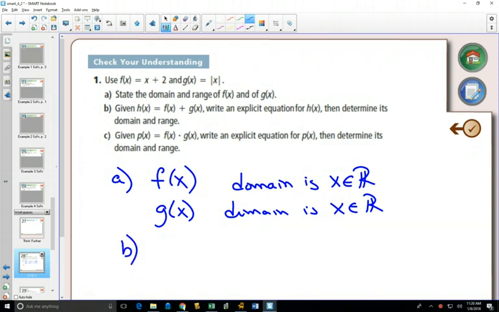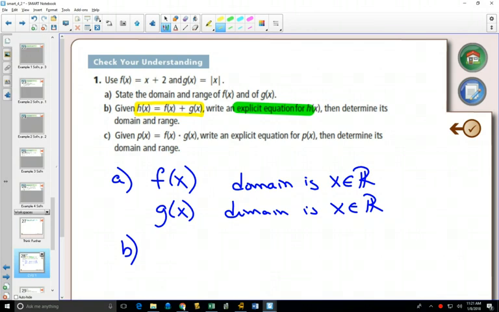For part B, if we were adding, this is asking for an explicit equation. So an explicit equation means that you want to write an equation with only x's. Right now, this equation right here is not an explicit equation because it's written in terms of functions. So an explicit equation would mean you want to write an equation just in terms of x.